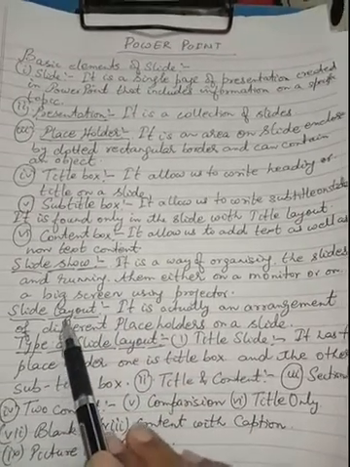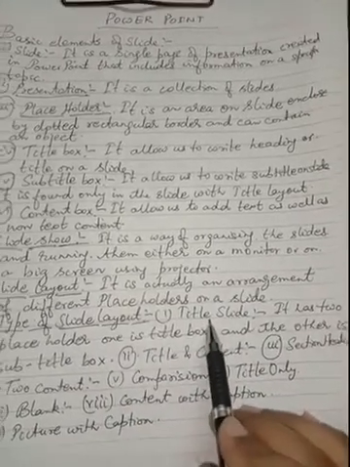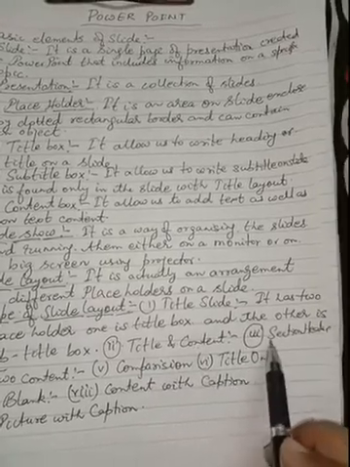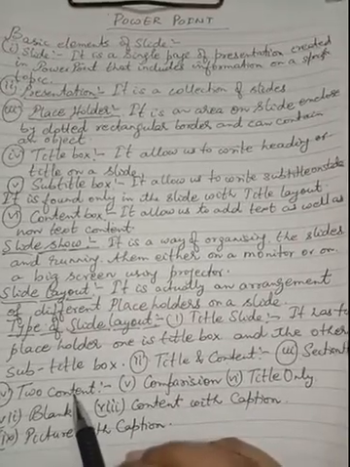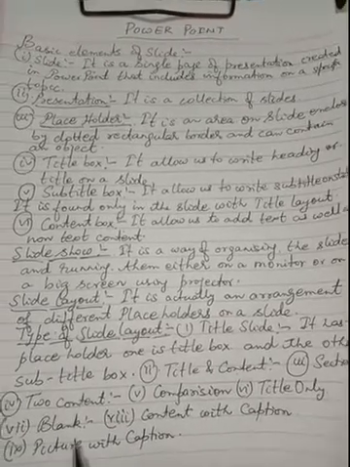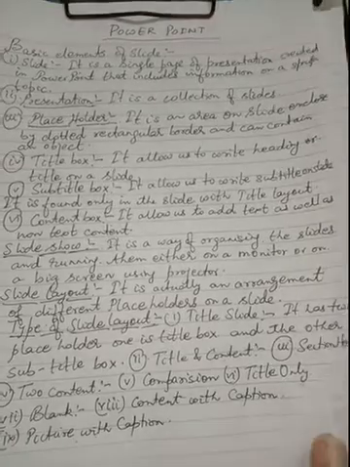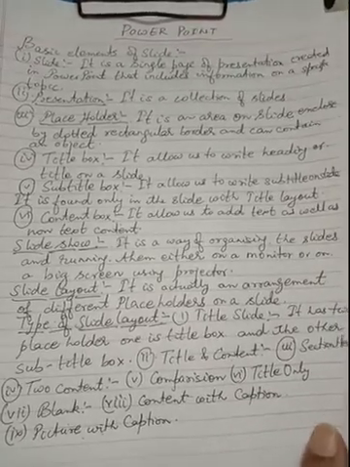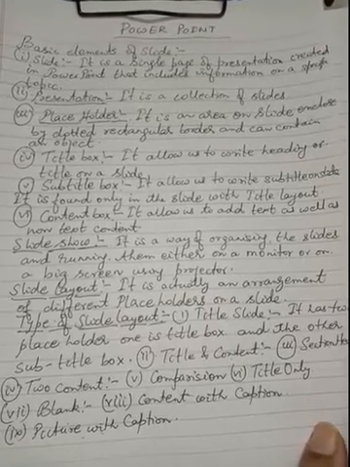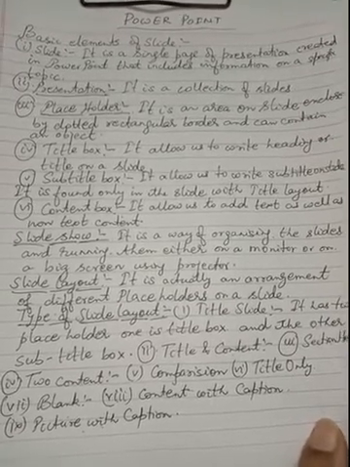What is slide layout? The different types of slide layout are the title slide, title and content, section header, two content, comparison, title only, blank, content with caption, and picture with caption. These were the different types of slide layout that we have. We mostly have 9 types of slide layout in a PowerPoint presentation. So these were the contents of this video.